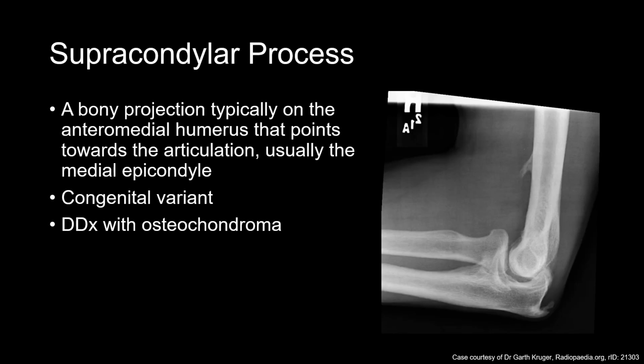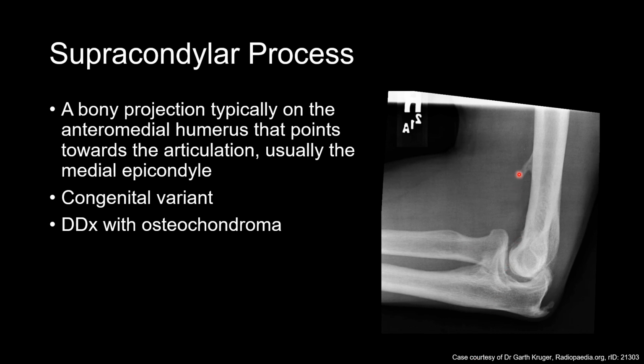Supracondylar process is a bony spur at the distal humerus, proximal to the humeroulnar joint, or the elbow, and it points towards the joint. And that's important to note because osteochondromas, which can look very similar, point away from the joint and often have a more fluffy, indistinct end to it because of the cartilaginous cap that they have.